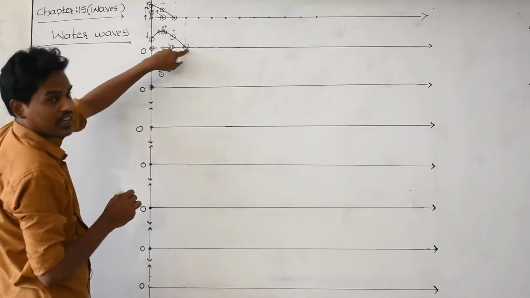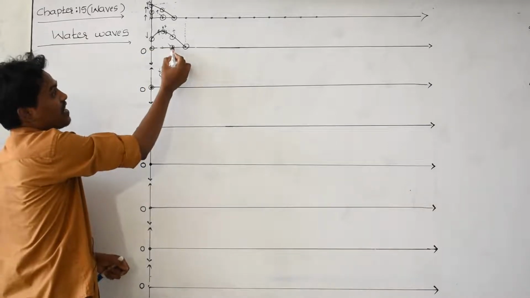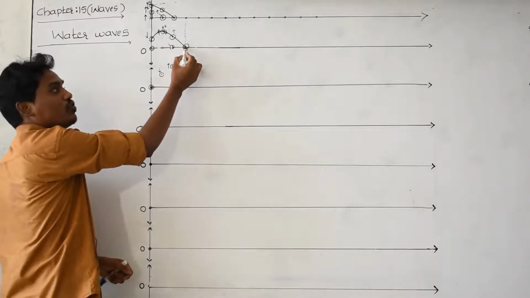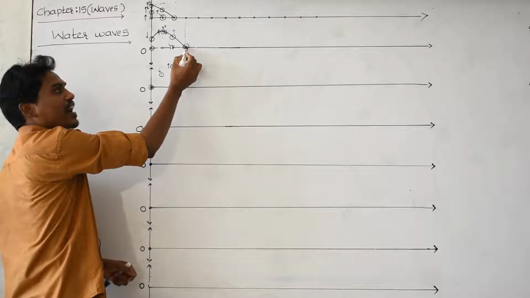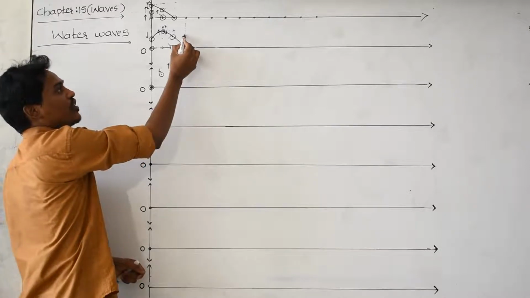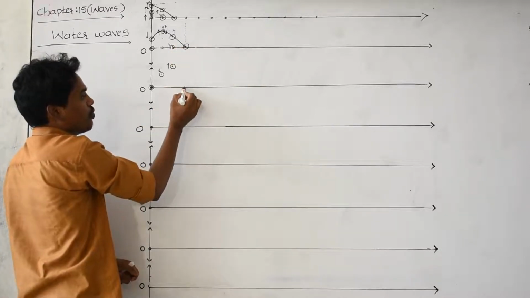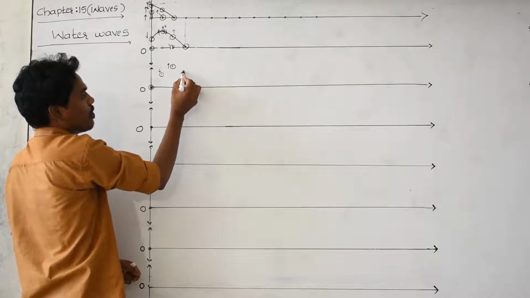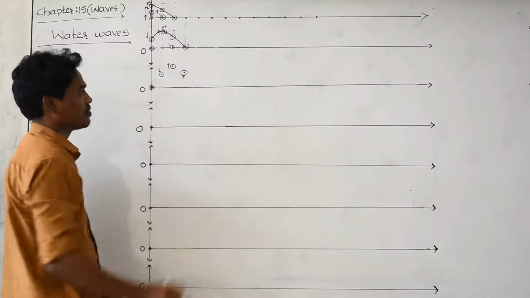And what about this particle? The disturbance created by the third particle has reached this particle, the fourth particle, and it is disturbed and moving to this point. I have shown here, moving to this point. In which direction is this moving? This is moving in the upward direction.